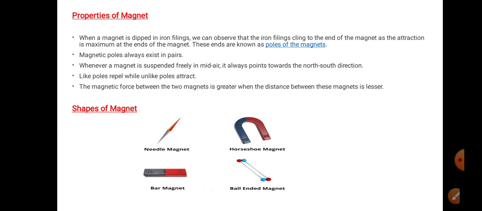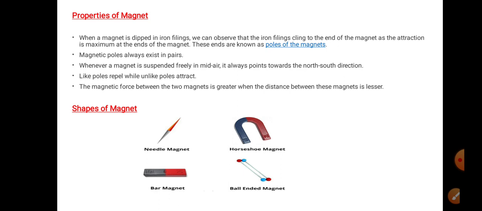The second one is that magnetic poles always exist in pairs. They have two poles, a north pole and a south pole, and they are always different poles. There are no monopoles, meaning NN or SS poles do not exist. They are always in pairs of different poles, north-south and south-north.